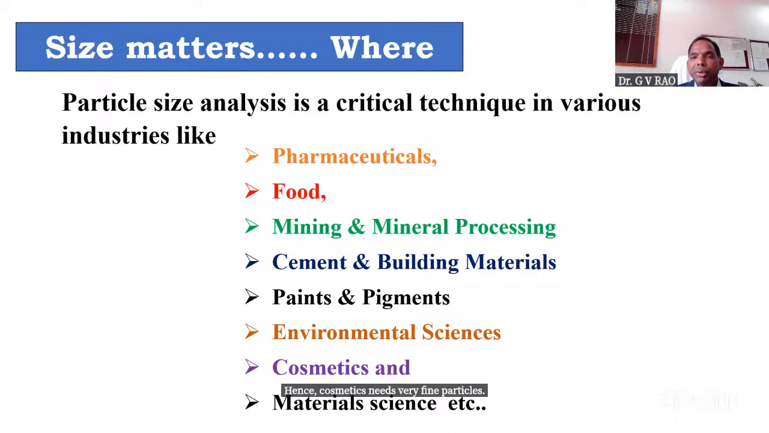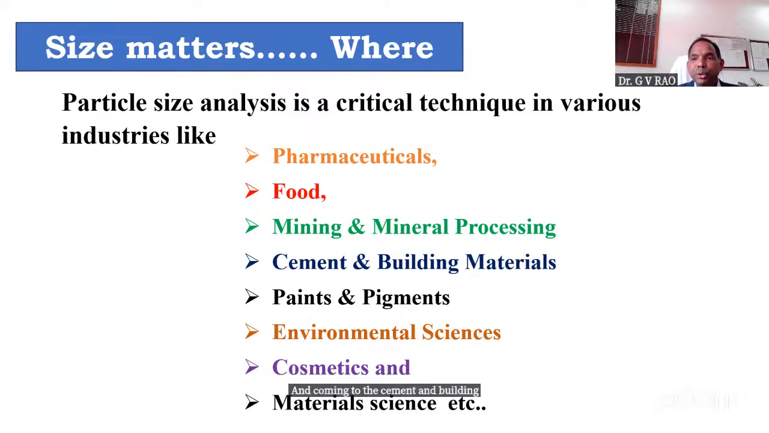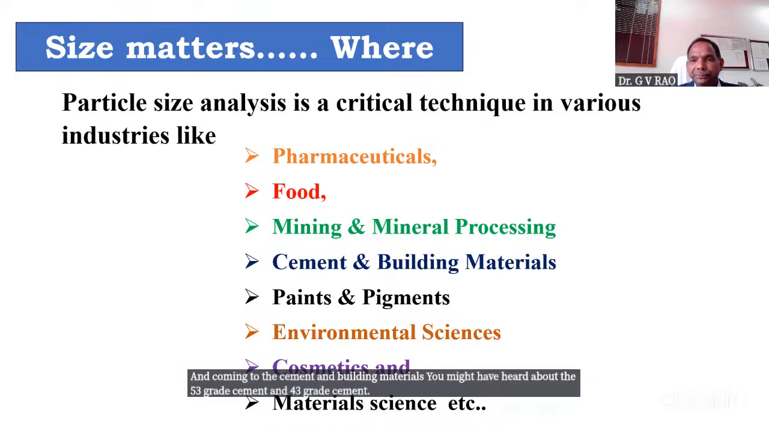Coming to mining and mineral processing, in mining the particle size will be around 100 mm to 1 mm, whereas in mineral processing, most of the particles are less than 500 microns. And coming to cement and building materials, you might have heard about 53 grade cement and 43 grade cement. Why has this nomenclature been given?